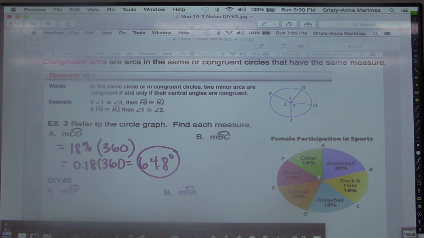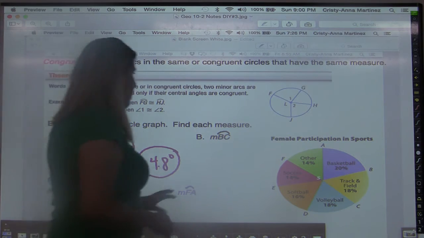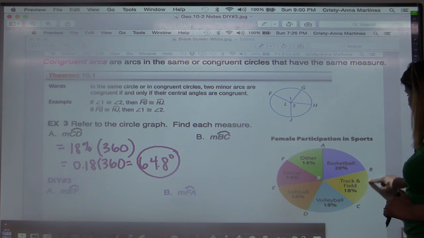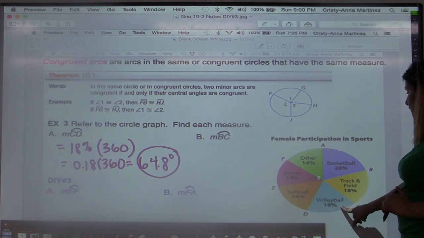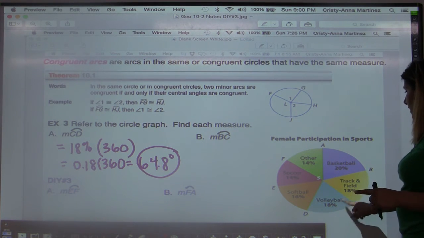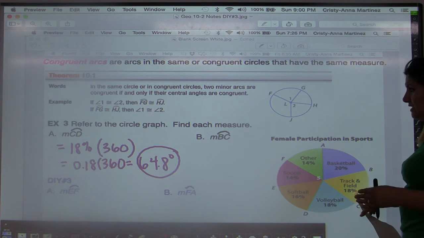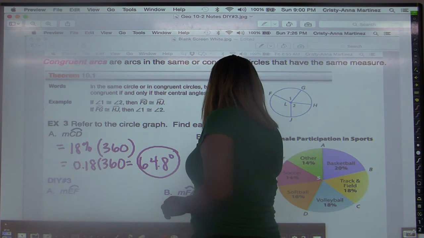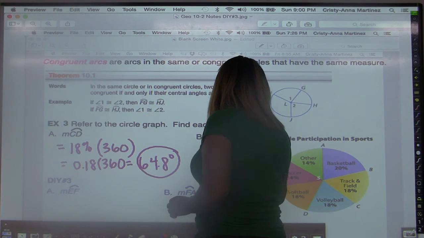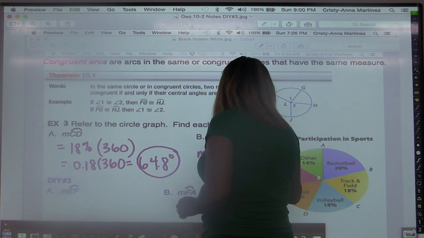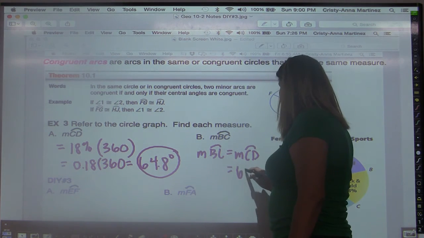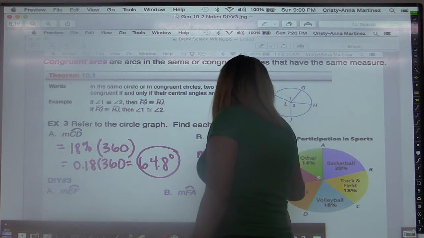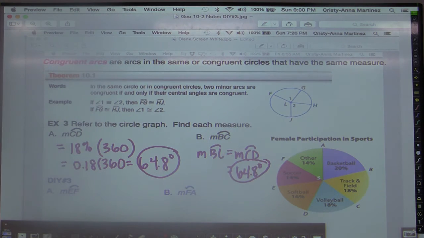Now, for the measurement of arc BC for part B, what we notice is that when you look at the graph, track and field, which is BC, has the same percentage as volleyball, which was CD. They're both 18%, and since we just calculated that 18% of the entire circle is 64.8, the measurement of arc BC has to equal the measurement of arc CD, which we calculated to be 64.8. They are congruent arcs and therefore have the same measure, so they're both going to be 64.8.